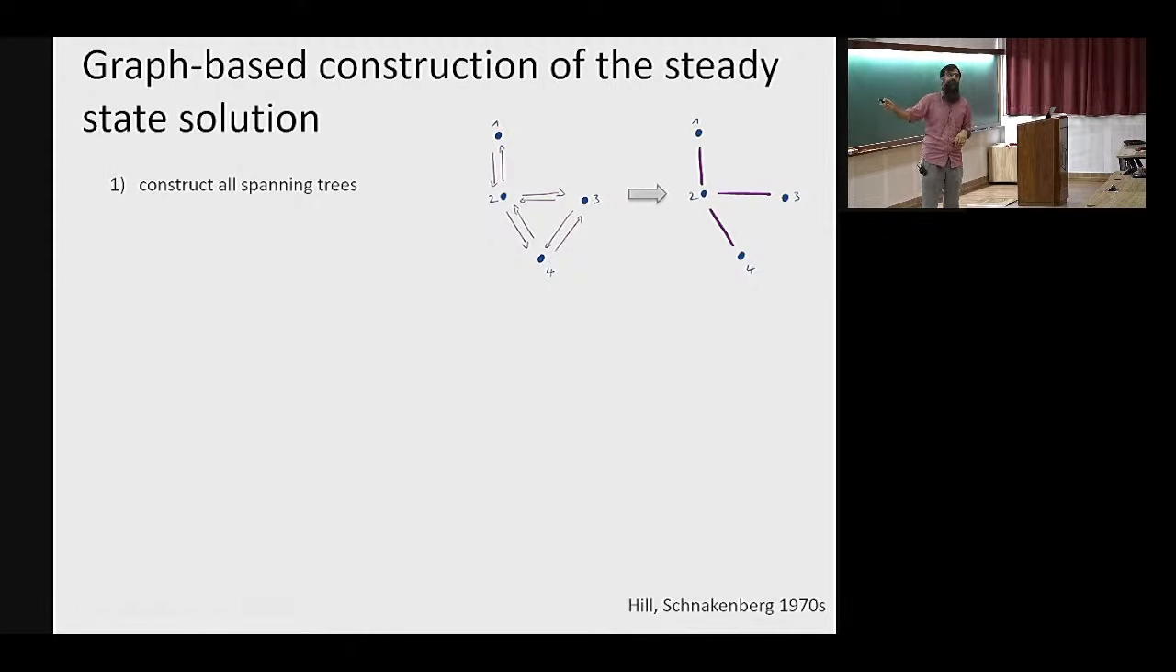And of course, there are many ways of doing this. For example, this is one spanning tree for my small network here, where I have just left out this one edge. But of course, I could just as well have left out this one or this one. And then I would have other spanning trees. So what I need to do in this first step is construct all of them.